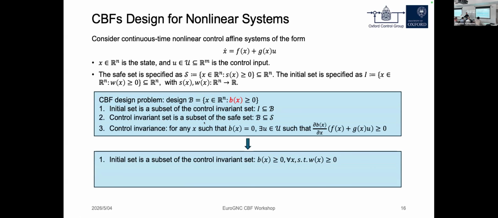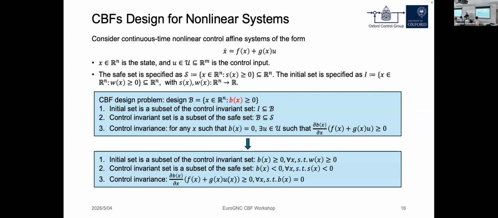Interpreting this into algebraic conditions, for the first condition, your b of x should be greater than or equal to 0 for any x such that w of x is greater than or equal to 0. If you are in the initial set, w of x is non-negative, so the barrier function will also need to be non-negative for this case.